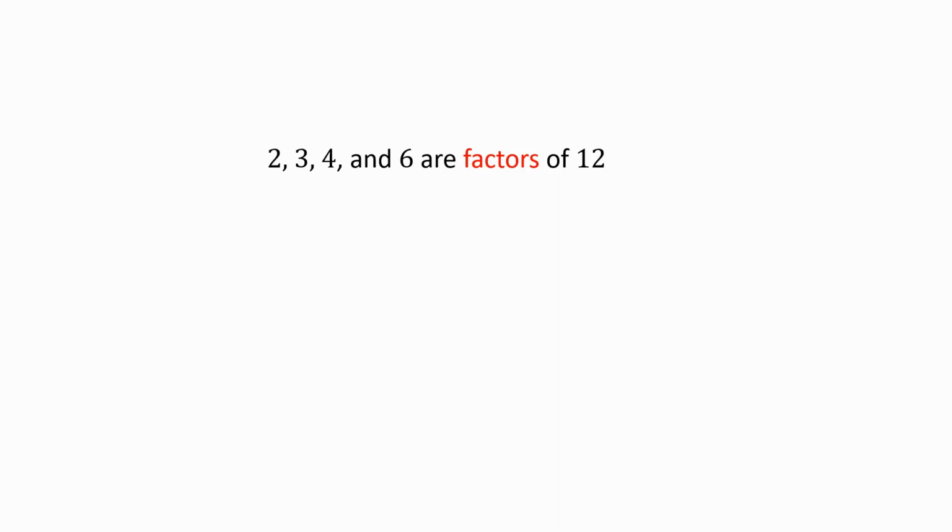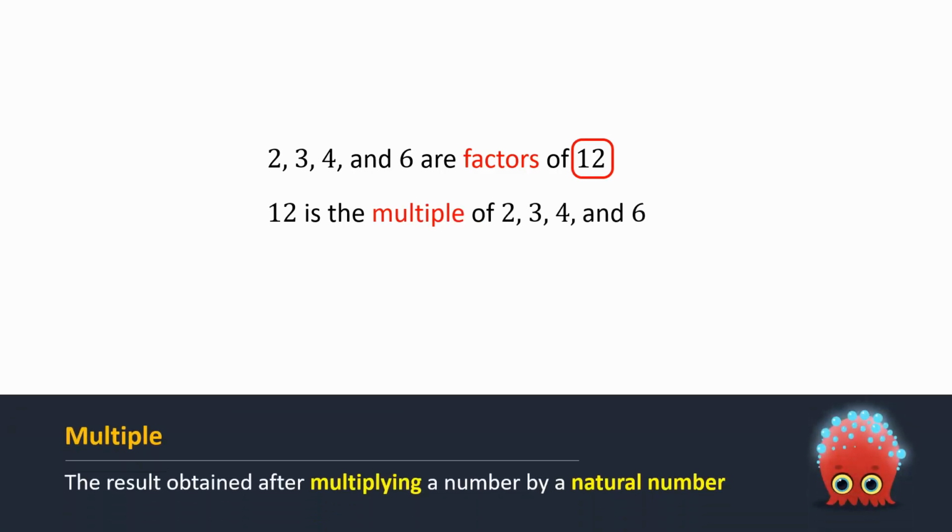If 2, 3, 4, and 6 are factors of 12, what is 12 called in mathematical terms? In mathematics, the number 12 is then the multiple of all these factors. A multiple is the result obtained after multiplying a number by a natural number. In other words, multiples of a number can be obtained by multiplying that number with 1, 2, 3, 4, and so on.